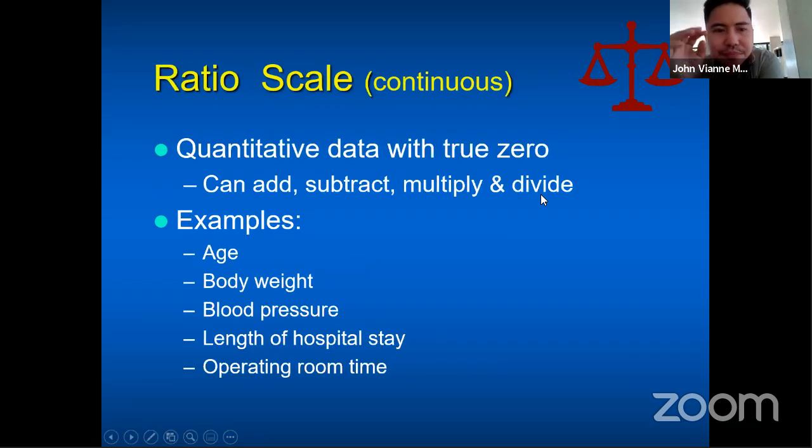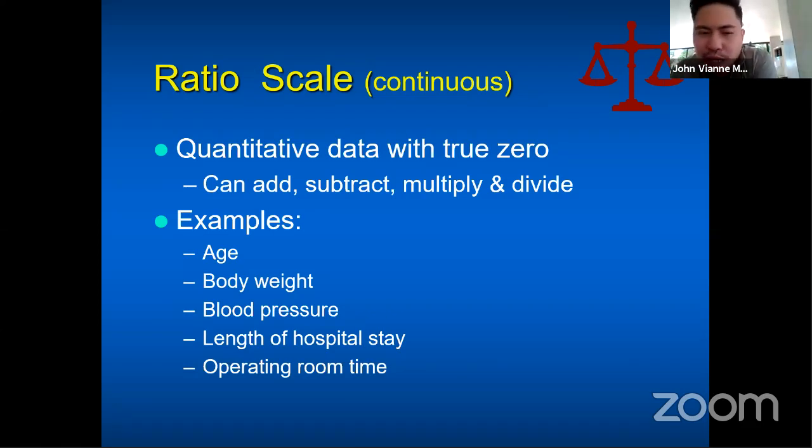Next one. The ratio scale. So it's a continuous scale. So a ratio scale is a quantitative data with true 0. So you can add, subtract, multiply, and divide. So what are the examples? These examples include age. Wala may negative 36 na years old, no? So from 0 up to infinity.